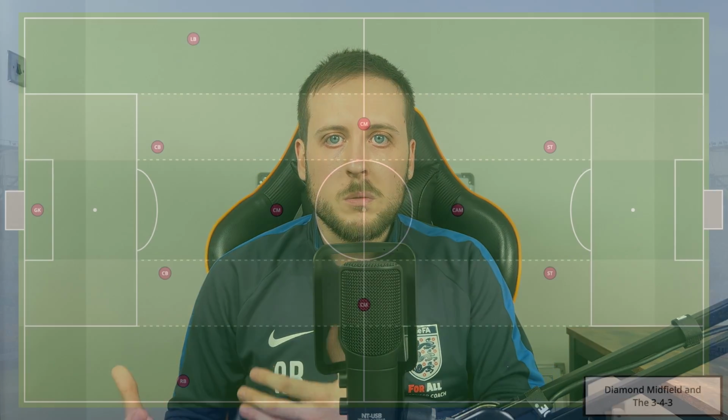Cruyff's version of total football was all about trying to control the game and dominate the opposition. Cruyff really wanted to increase the number of triangles available for his players, and a result of this would be increasing the number of passing angles available for the player in possession. A key area that Cruyff wanted to dominate was the centre of the pitch, and this is where Cruyff chose to utilise a diamond midfield, and this is how he began to structure his 3-4-3.